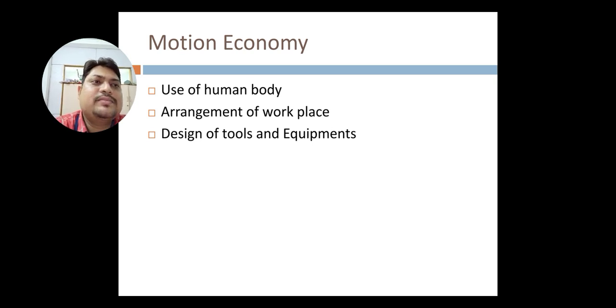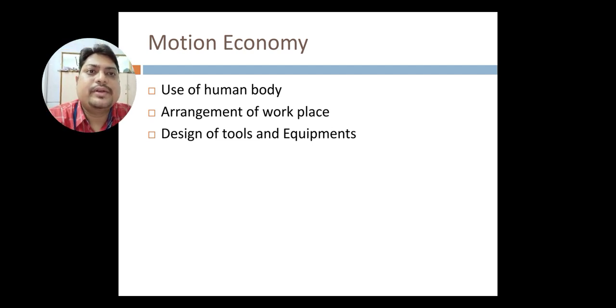Second is arrangement of workplace. Generally when we are doing work at the workplace, all the necessary resources, tools and equipment that are required must be within a premises where our hand can reach, so that the time consumed for completing that work will be reduced.